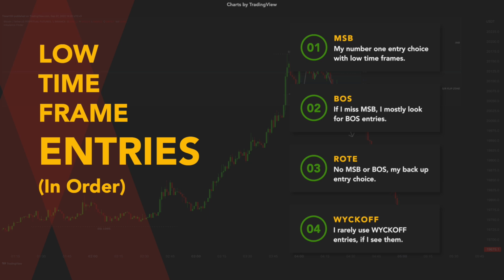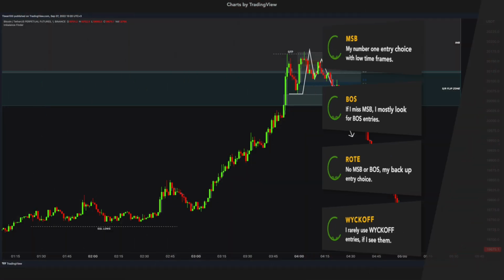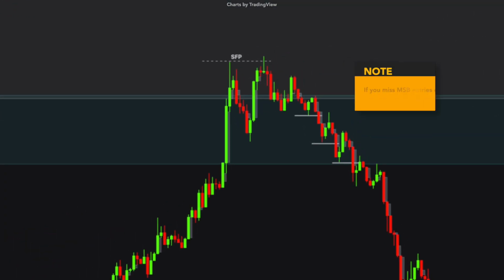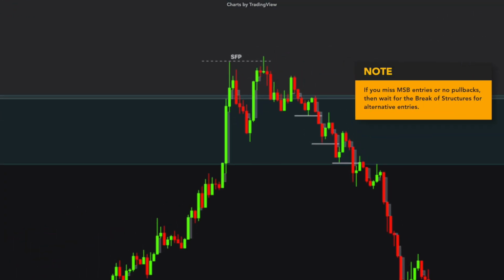Then the break-off structure, BOSS. My last choice is ROTE, unless I cannot find an MSB or BOSS with low time frame entries. It is just my backup entry. Many times I get a question about MSB. There is no MSB or pullback, so how will I enter a trade?